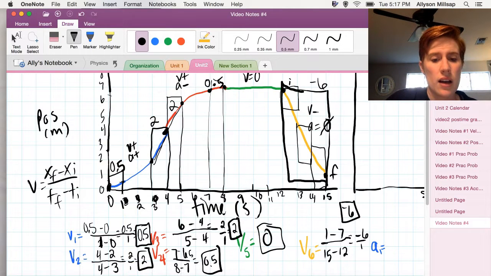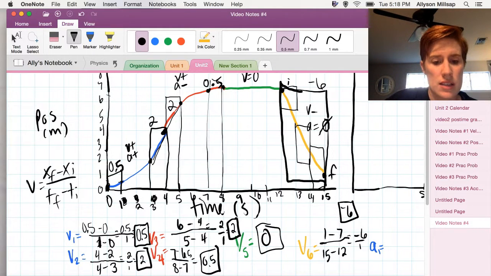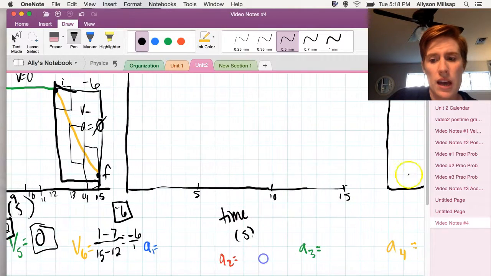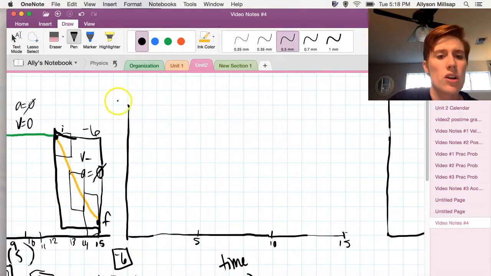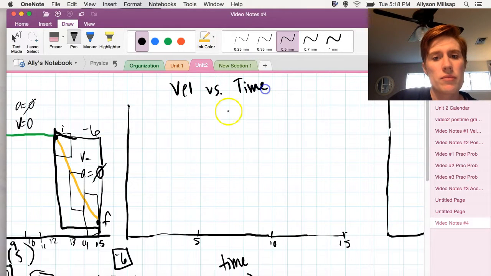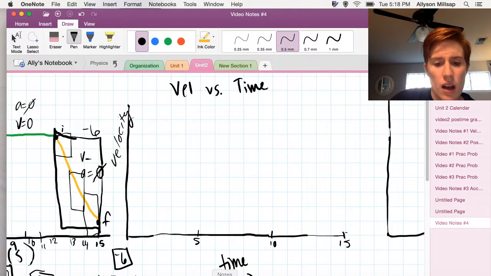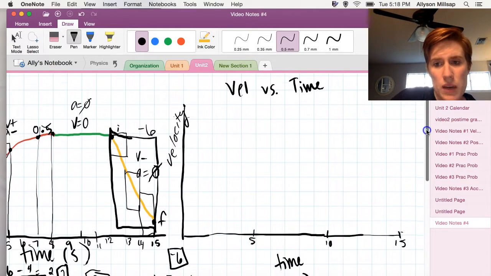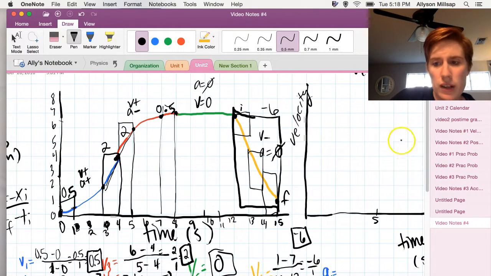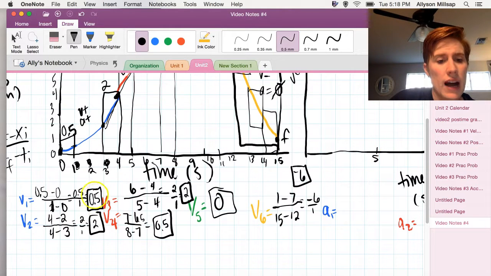We calculated 6 different velocities, and what we're going to create is a new type of graph called a velocity versus time graph. So velocity is going to be on the left side. This is velocity right here. And this is time. Because we have, let's look at our values for velocity. We have some weird values. We have 0.5 meters per second, we have 2 meters per second, we have 0 meters per second, and we have negative 6 meters per second.